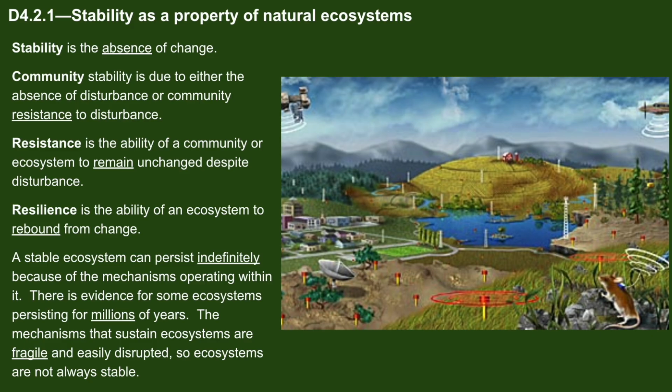All right, stability is the absence of change. Community stability is due to the absence of disturbance or community resistance to disturbance. So let's differentiate between these terms. Resistance is the ability of a community or ecosystem to remain unchanged despite a disturbance, whereas resilience is the ability of an ecosystem to rebound from change.